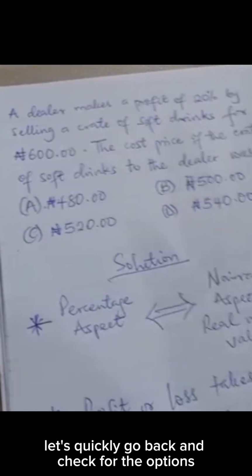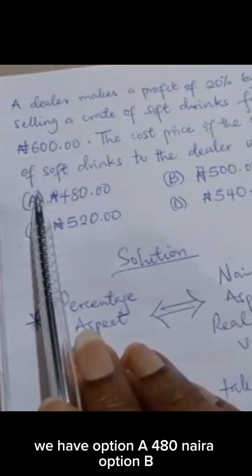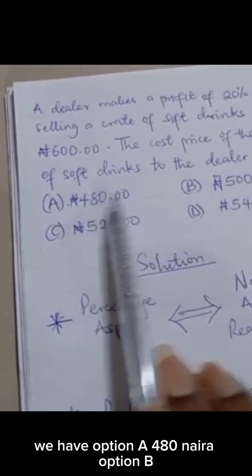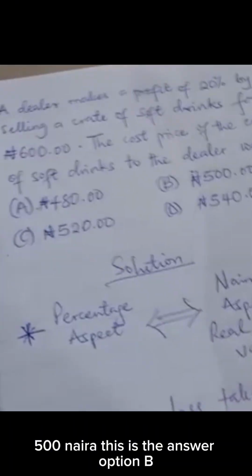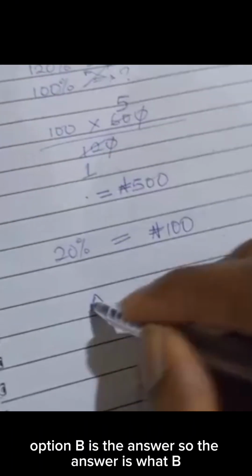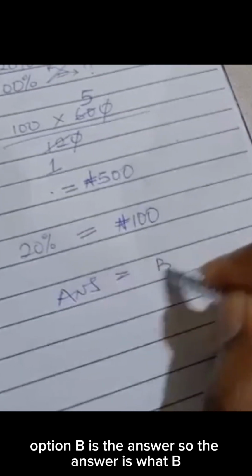Let's quickly go back and check the options. We have option A, 480 naira, option B, 500 naira. This is the answer, option B. Option B is our answer. So the answer is what? B.